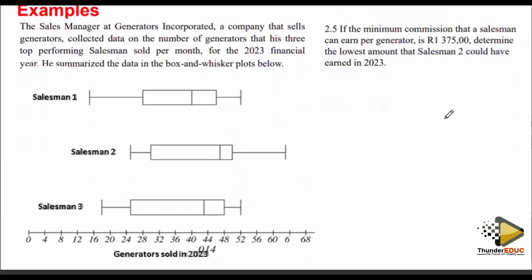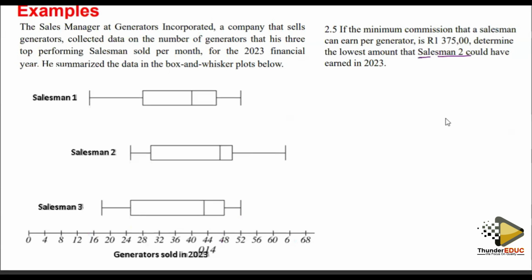That's the question. If the minimum commission that a salesman earns per generator is 1,375, determine the lowest amount that salesman number 2 could have got in 2023. Now, this is a minimum. So they're asking you to determine the lowest. So we come here, salesman number 2. What's the lowest number? How many generators did he sell? He said around 25. Might have 23. So it's 25 generators.